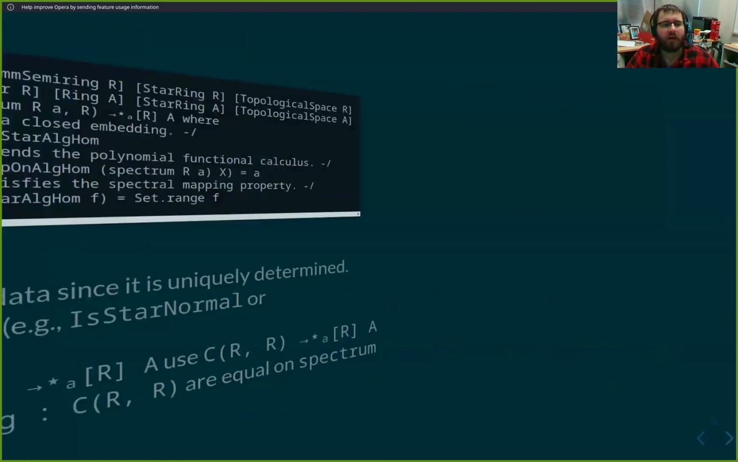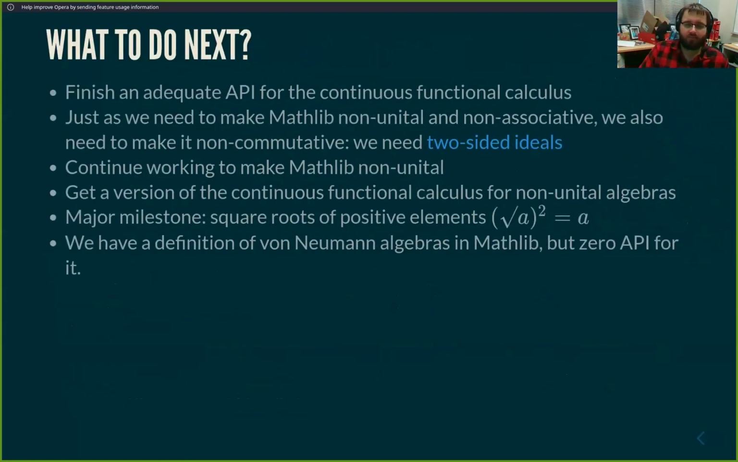So, yeah, that's kind of where we are. Hopefully, relatively soon we'll actually have a working API for the continuous functional calculus. That's definitely number one on my agenda to do. But if you are interested in contributing to this at all, there's a lot of work that still needs to be done. We definitely need to continue making Mathlib non-unital.